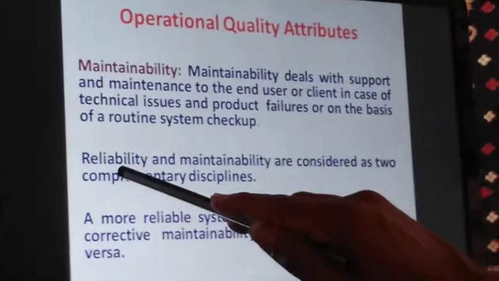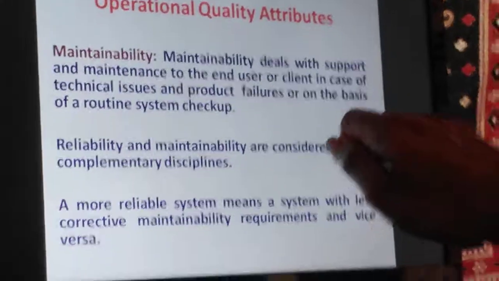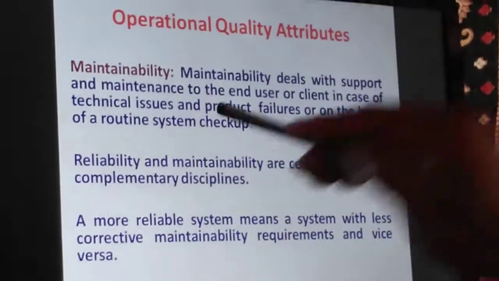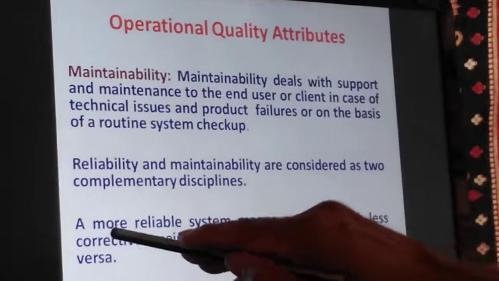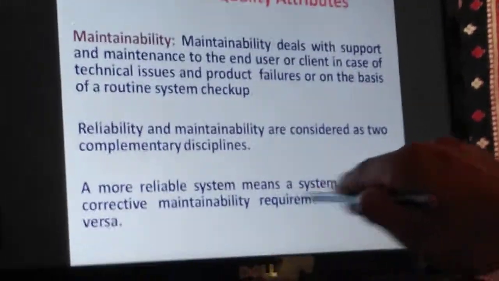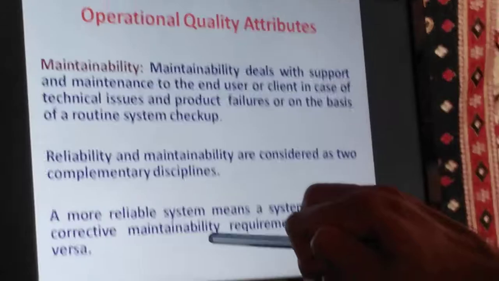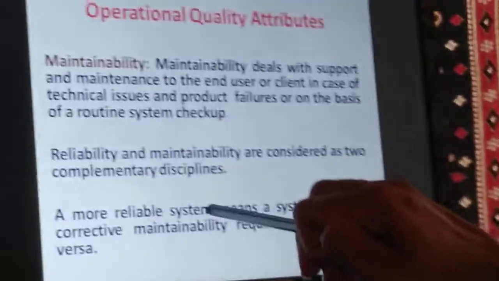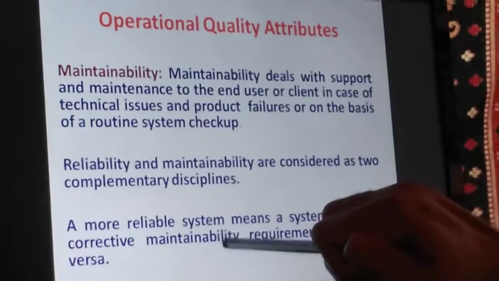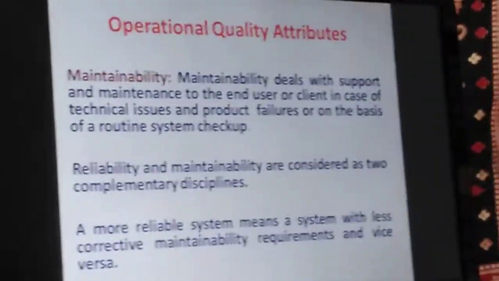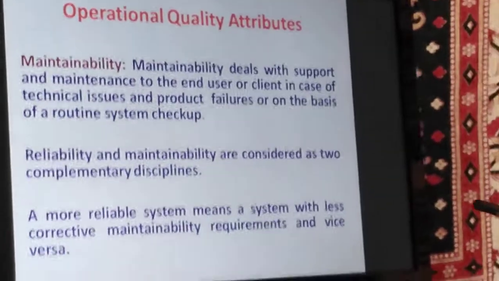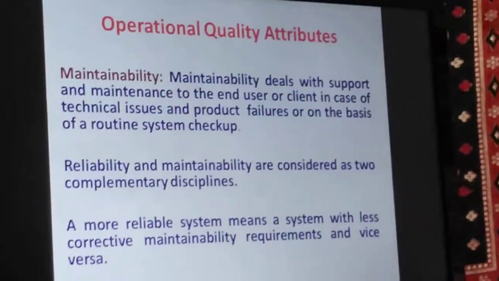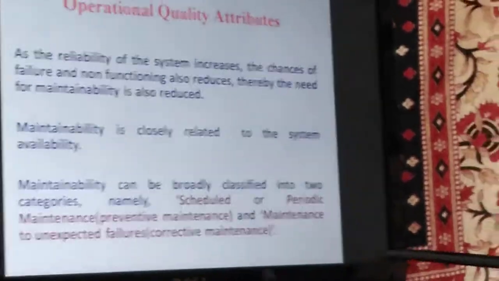Reliability and maintainability are considered as two complementary disciplines. A more reliable system means a system with less corrective maintainability requirements, and vice versa. So the maintainability requirement is very little if a system is more reliable, and vice versa.